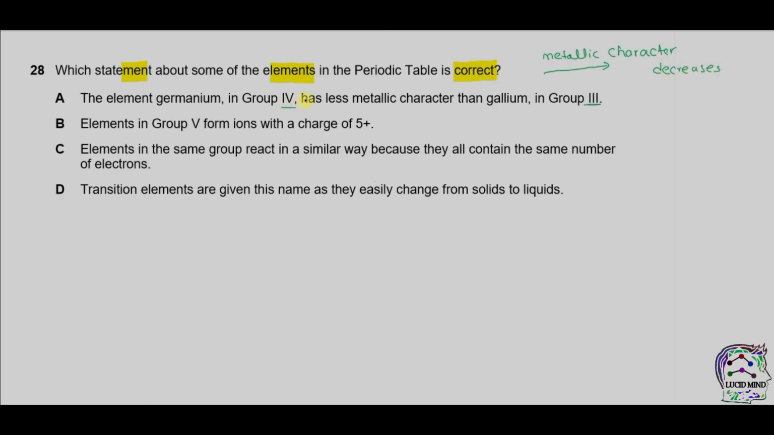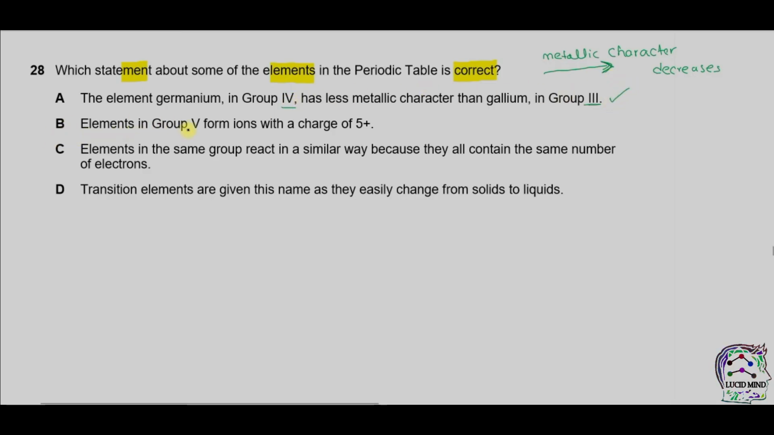So group 4 is on the right side of the periodic table as compared to group 3. Therefore in group 4 we have less metallic character as compared to group 3. Also, metallic character can be defined as the loss of electrons. So ease of loss of electrons means more metallic character, and a group 3 element can easily lose electrons as compared to group 4. So this statement is true.